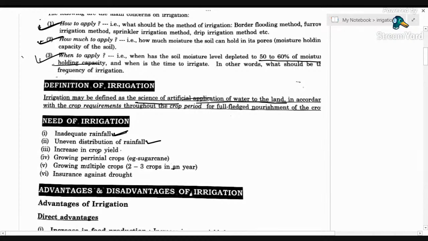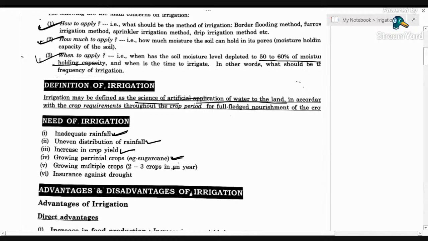Third need is to increase the crop yield. So to increase the growth of the crop, we should apply the water because plants only grow by means of application of the water. Fourth need is growing of perennial crops. Perennial crops means which want continuous supply of the water throughout the period.